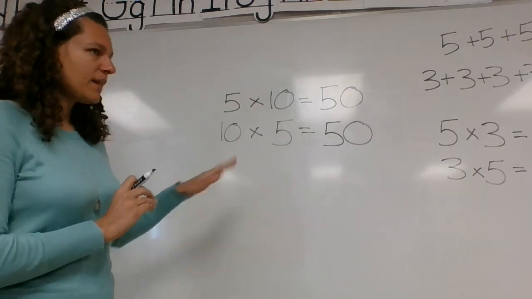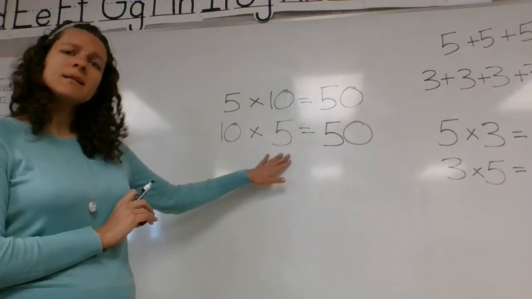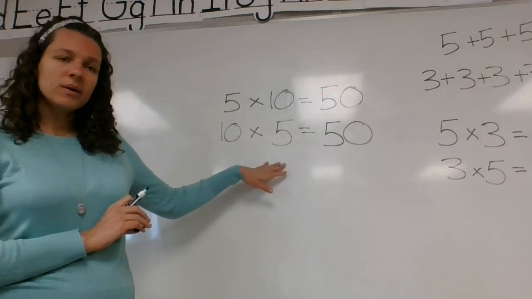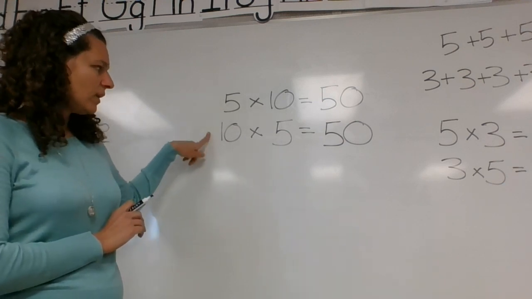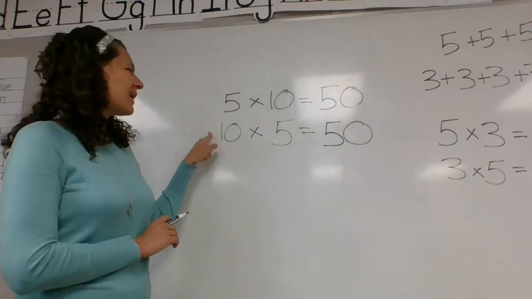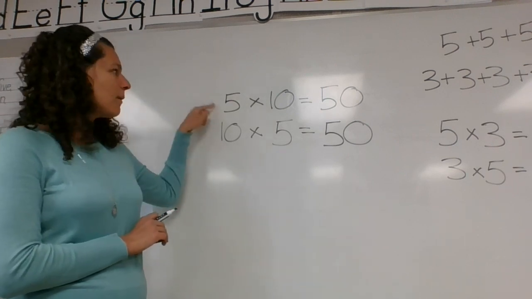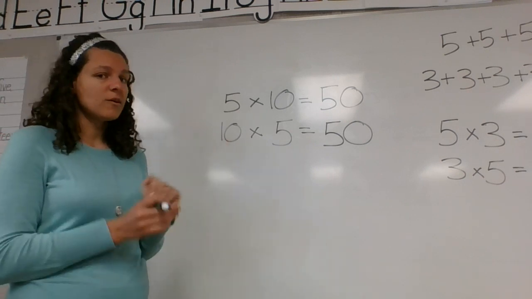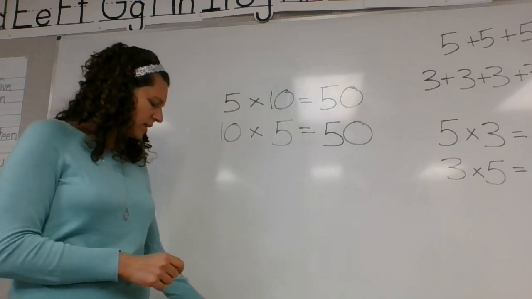So when we're multiplying, the order of our numbers doesn't matter. We can solve it either way that we want. Like I said, if it was easier for you to skip count by tens 5 times, great, solve it that way. If it's easier for you to skip count by 5s 10 times, terrific, solve it that way, either way. That's good.